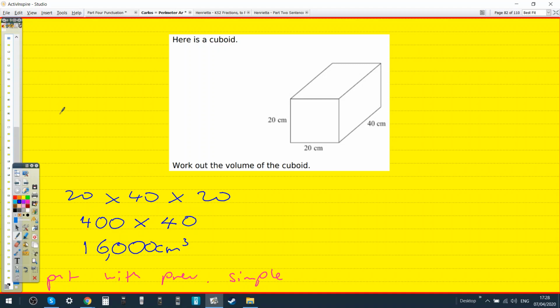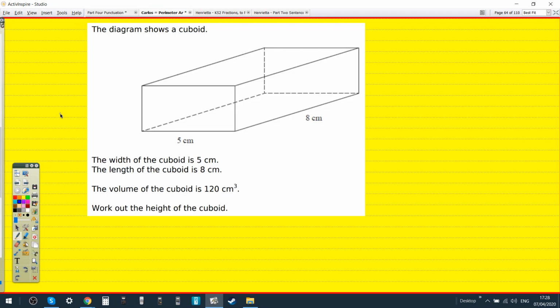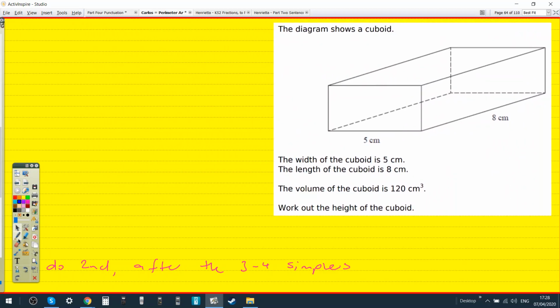Now we go back to the ones I skipped. Okay, how about this? Length of width. So it's not area. Similar, but now it's volume. So they give you the volume, and you have to find out what the height is.